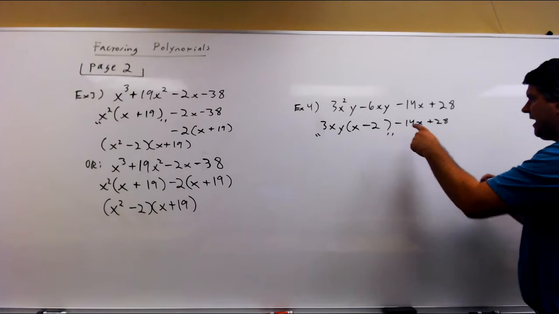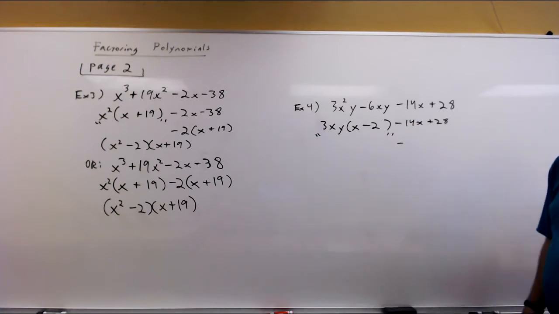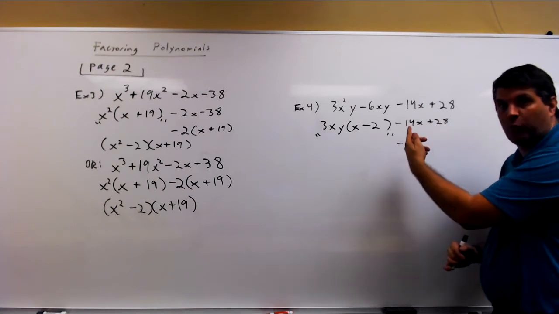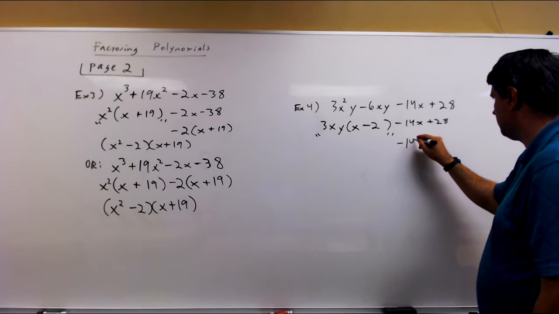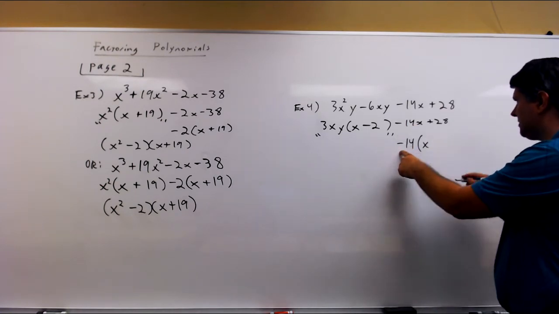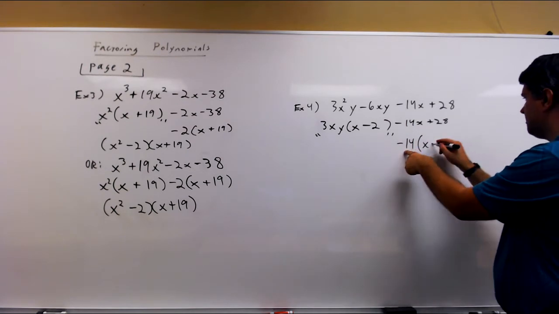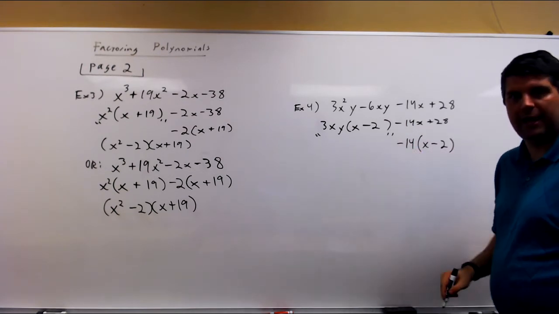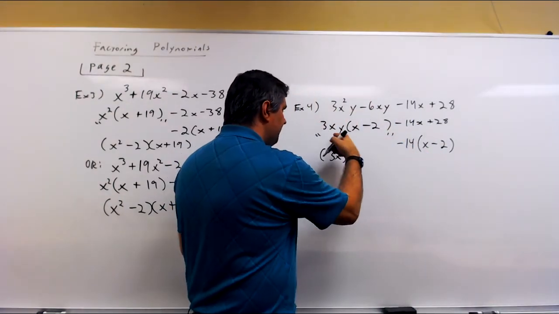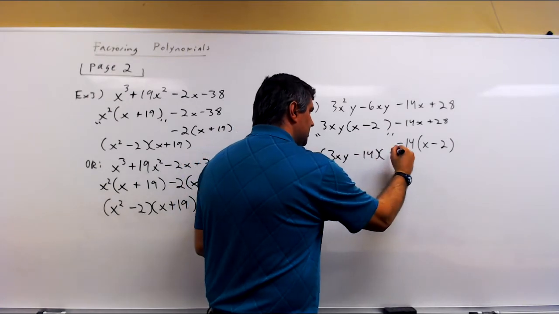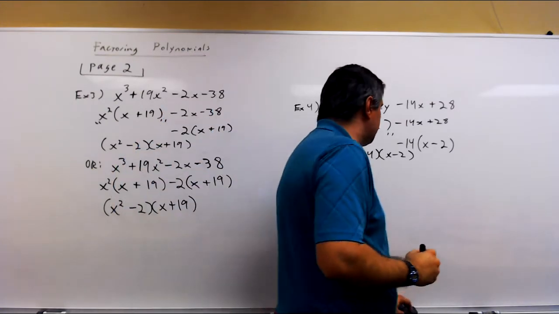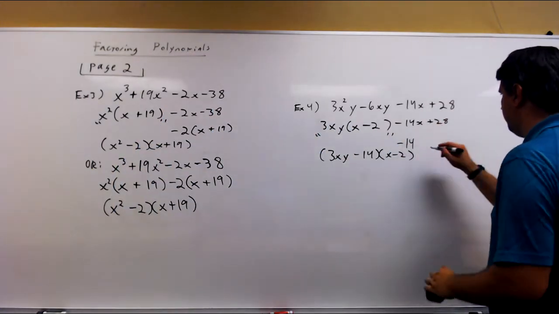The third term is negative. Okay? These two are divisible by 7 and by 14. So I'll take the 14. Negative 14x divided by negative 14 will be positive x. And 28 divided by negative 14 is minus 2. Okay? So I will now have 3xy minus 14 times x minus 2. Okay? That is the final version in factored form.